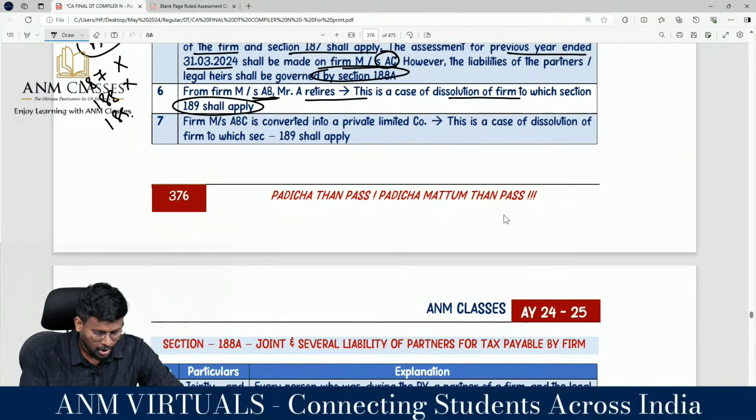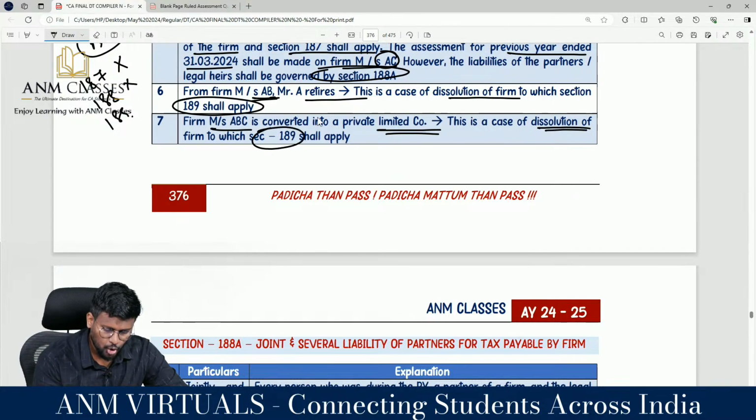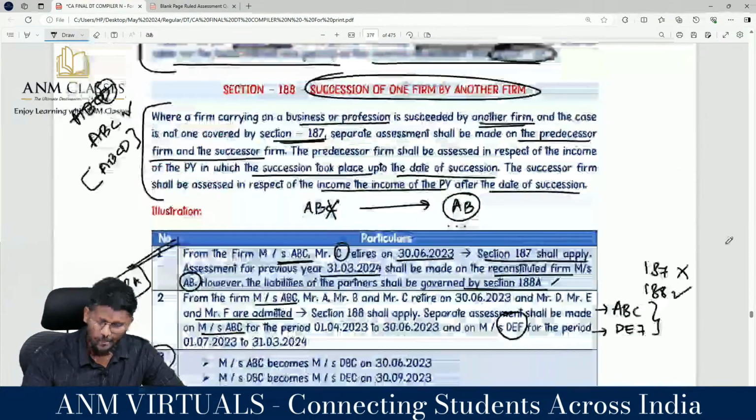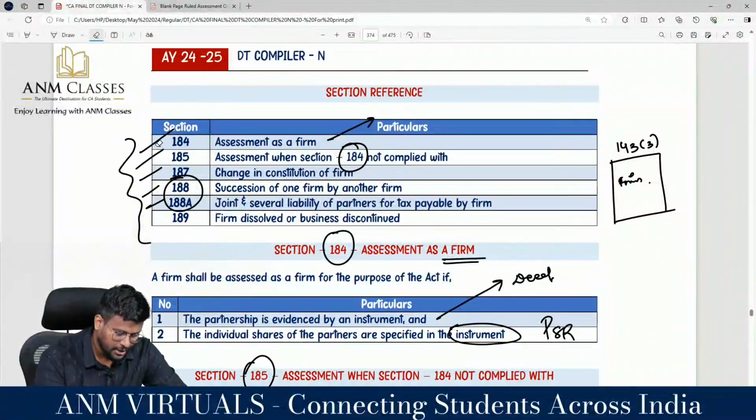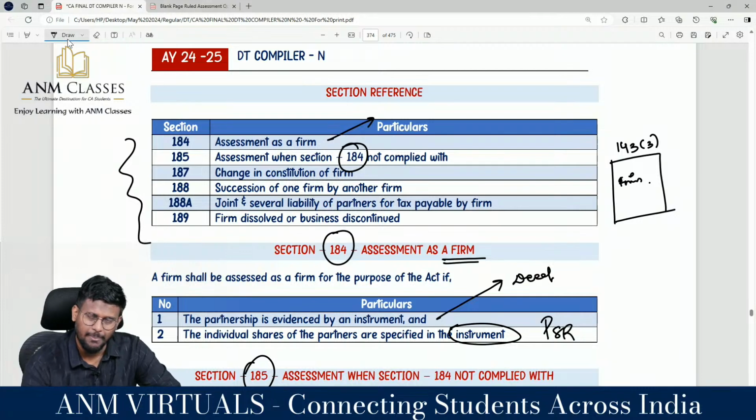Fantastic. Firm Mrs. ABC is converted into a private limited company. This is the case of dissolution of firm to which 189 shall apply. So these are the special provisions. Now, section number per 184: you want to be assessed as a partnership firm, satisfy two conditions. If you don't satisfy the two conditions, face the consequences under 185.